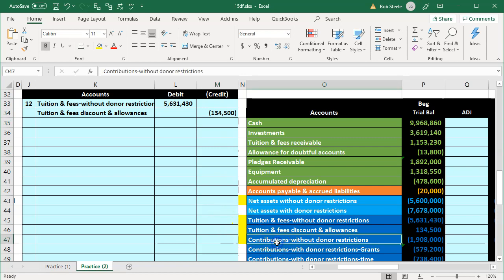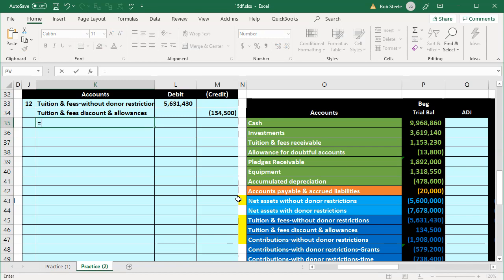Then we have the contributions without donor restrictions. It's got a credit balance, so we need to debit it. And notice I went a little bit out of order this time. I'm just going in order of how these show up. So not all the debits are going to be on top. If that's easier for you, I would do whatever makes the most sense to you to be able to look back and construct and realize and understand what has been constructed at a later time.